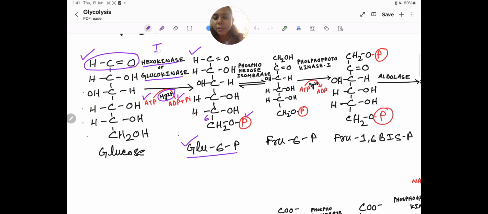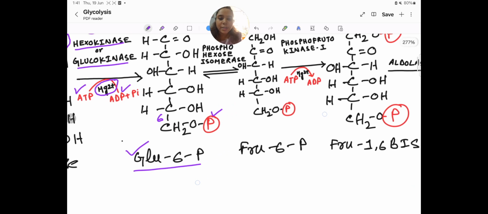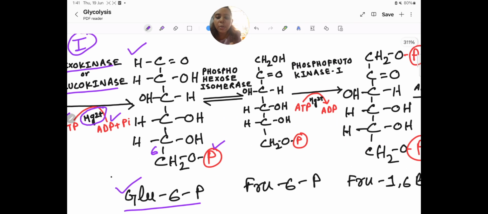So this is known as step 1. Next, step 2. From glucose 6-phosphate we get fructose 6-phosphate. Why fructose? Because for glucose the first carbon is an aldehyde, and for fructose the second carbon is a ketone group, C double bond O. That is why it's a ketone, and almost every other carbon remains the same, and this is named fructose 6-phosphate because at the 6th carbon there is only the addition of the phosphate group.